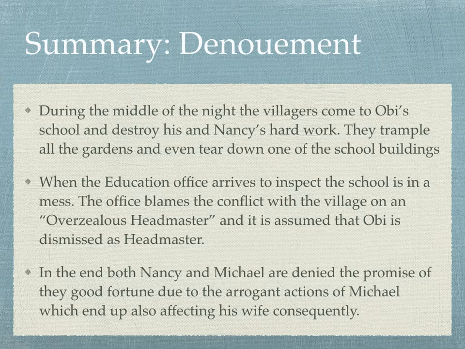When the education office arrives to inspect, the school is obviously in a mess. The office blames the conflict with the village on an overzealous headmaster, and it is assumed that Obi is dismissed as headmaster. In the end, both Nancy and Michael are denied the promise of their good fortune due to the arrogant actions of Michael, the consequences of his actions affecting his wife.